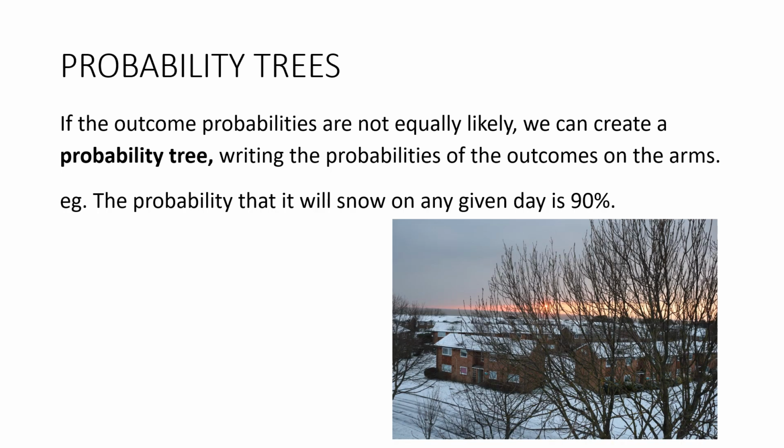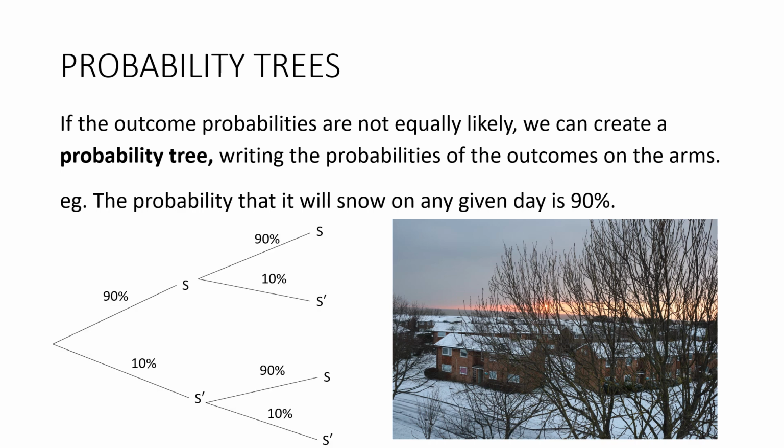Here's an example. The probability that it will snow on any given day is 90%. So we're going to have a look at the probability of snow and not snow on 2 consecutive days. It's going to have the same structure. You can see we've got snow and not snow here, so that's the first day, and snow and not snow here for the second day. And here I've got 90% chance of snowing and 10% chance of not snowing.